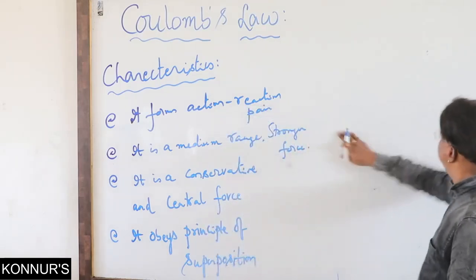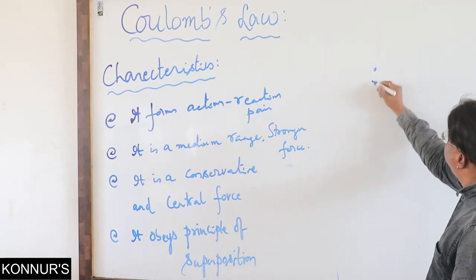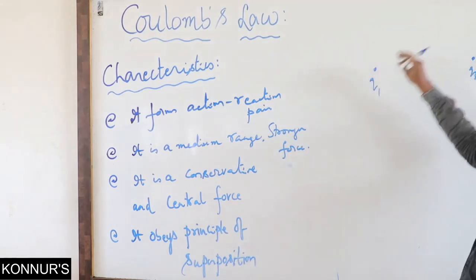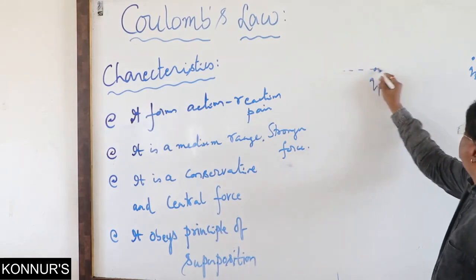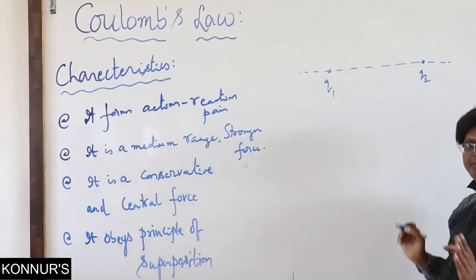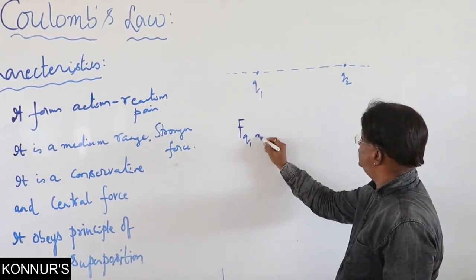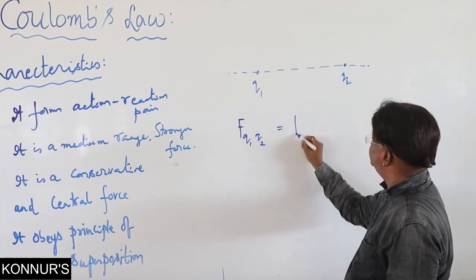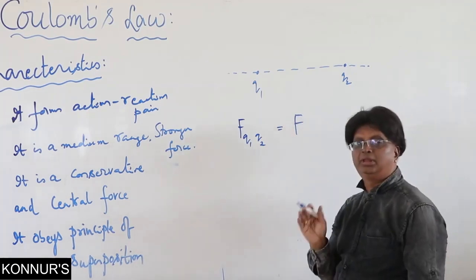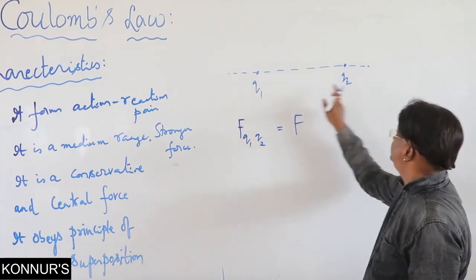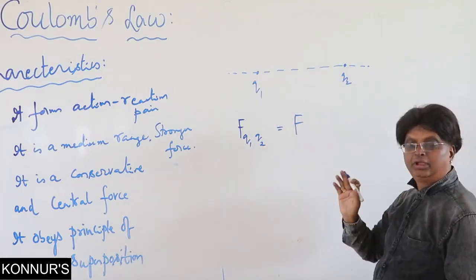Now, suppose these are charges Q1 and Q2, and this is the line joining them. The force between the charges Q1 and Q2, suppose it is some symbol F. Only two charges are there, and the force between Q1 and Q2 is F.